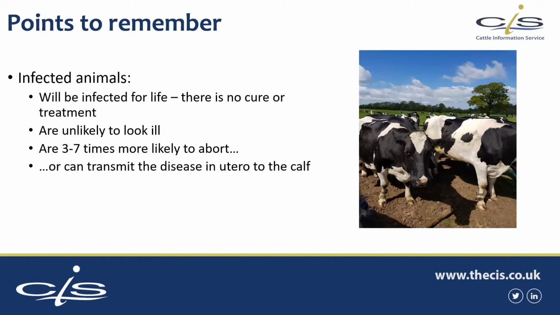But depending on the study you look at, these animals are between 3 and 7 times more likely to abort than an animal without Neospora. And that risk is even higher in their first pregnancy, or their first pregnancy after infection, and drops a little bit after that. But the route of vertical transmission from dam to calf is really very efficient, and so they're extremely likely to transmit the disease in utero to the calf. And so if you've got heifer calves coming off that animal, it is likely to be infected and then abort or transmit it further on throughout its life.